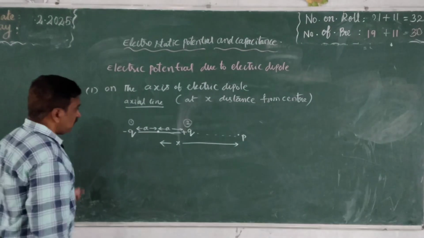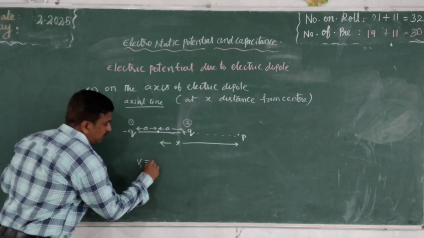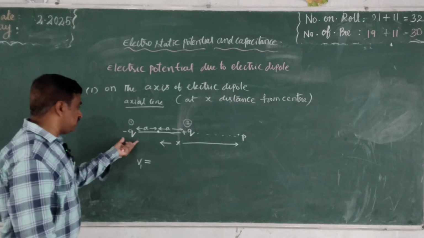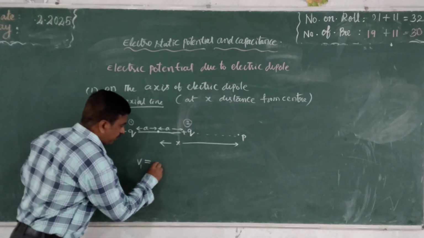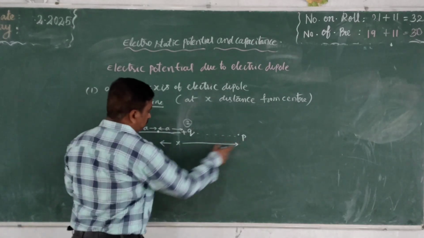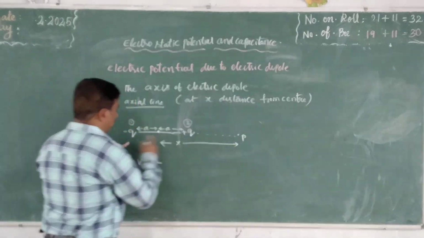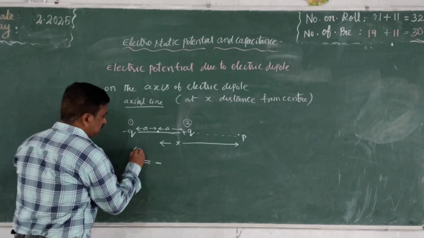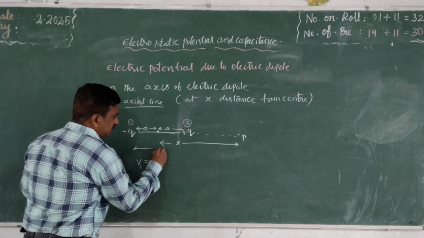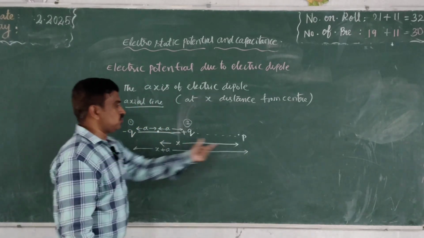For that, what we can do now is first find V1, the potential due to the first charge. What is the first charge here? Minus. So we can write minus, due to charge, the potential at point P. This distance is x, this distance is a, so the total distance from here to here is x plus a. This is the distance between the first charge and point P.